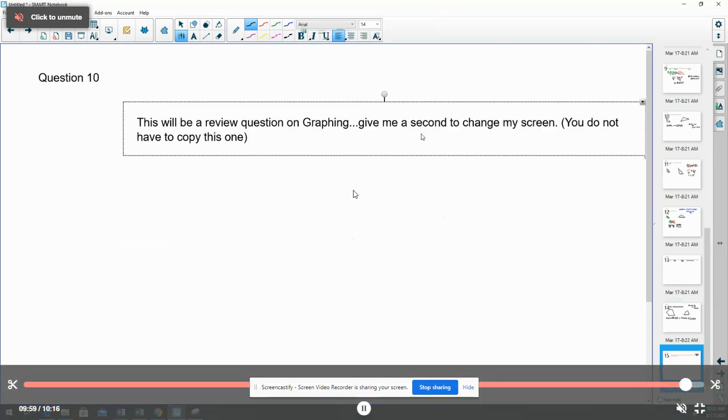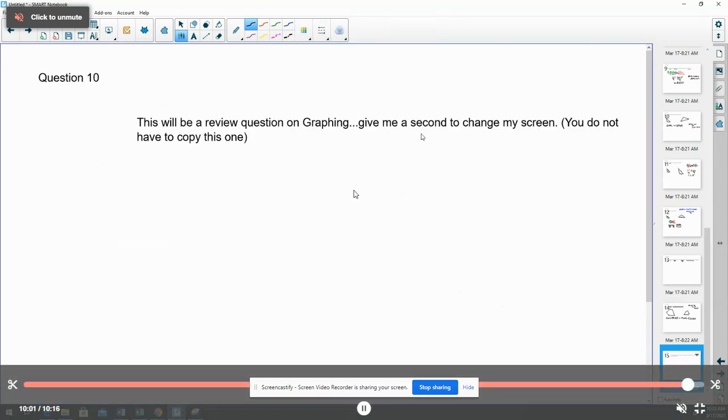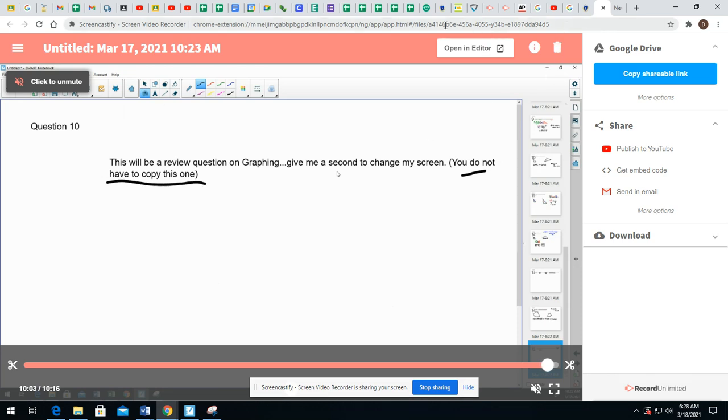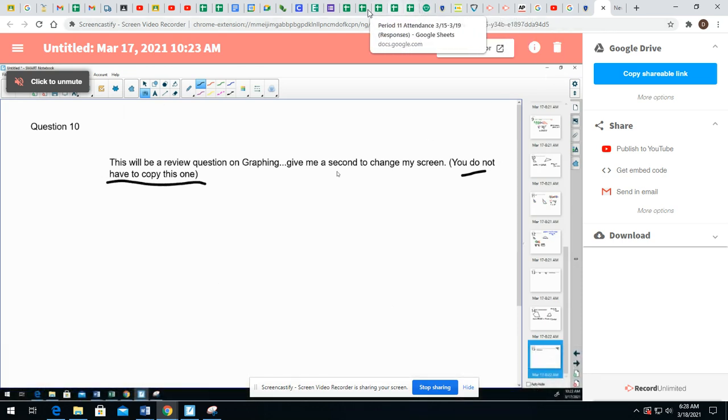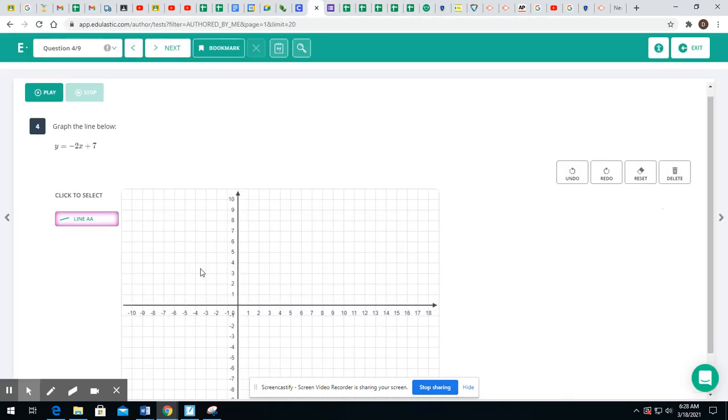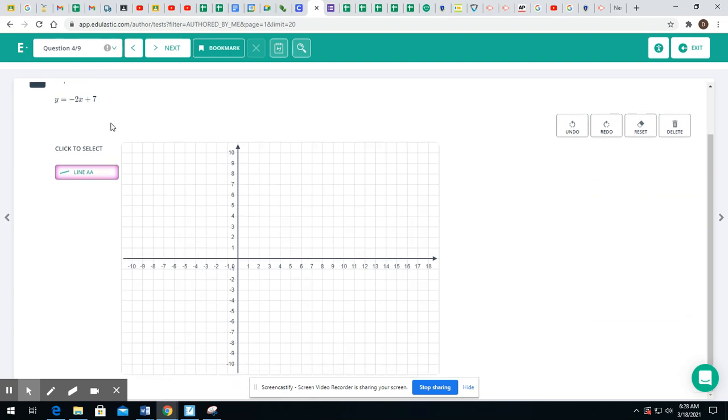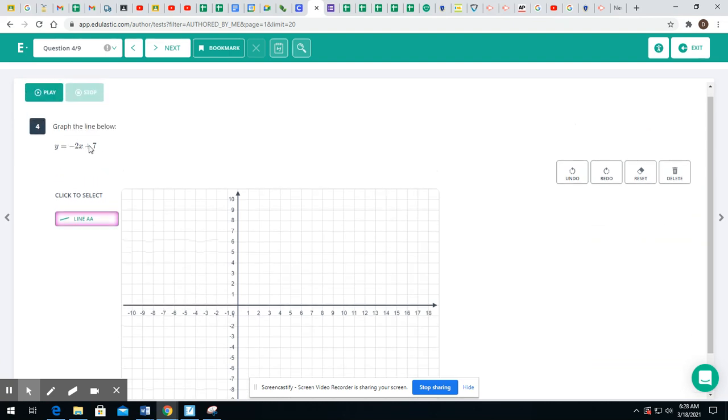Okay, question 10 will be a review on graphing. Give me a second to redo my screen here. You don't have to copy this. Here we go. So here I'll do a couple of examples with you. So y equals negative 2x plus 7. We start on the positive 7. And then negative 2 is going to be down 2, over 1.